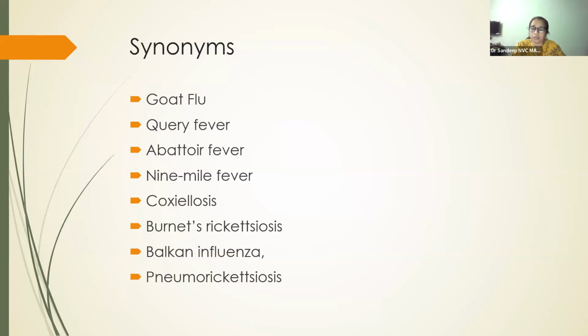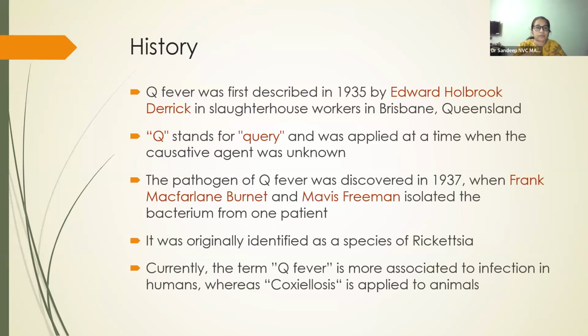It is also known as abattoir fever, because the maximum prevalence is observed in abattoirs, and it is an occupational disease for abattoir workers. Other synonyms are 9-mile fever, coxiellosis, Burnet's rickettsiosis, Balkan influenza, and pneumorickettsiosis. The term rickettsia is used because some years ago it was classified under rickettsia, but now it is known as a gram-negative bacterium.